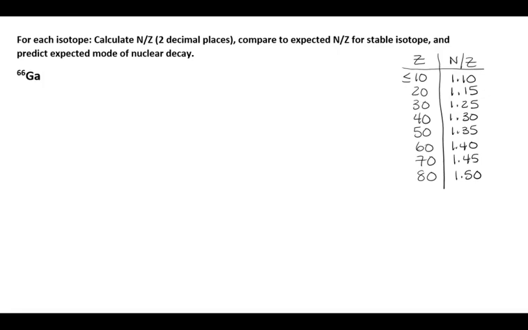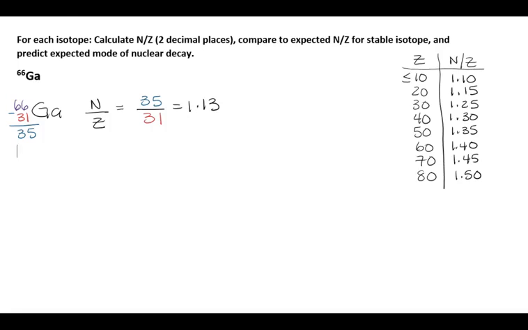In our next example, we have gallium-66. And gallium has an atomic number of 31. So we will get our neutrons. So our neutrons are equal to 35. And when we calculate our N to Z ratio, we have 35 divided by 31. And that gives us 1.13 for our N to Z ratio.